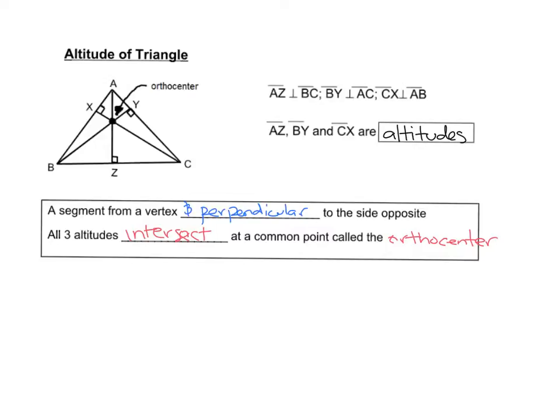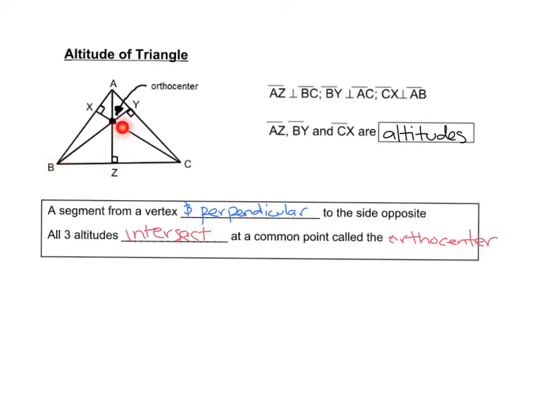All right, now moving on to the next. Let's talk about altitudes of triangles. An altitude of a triangle is a segment from a vertex and is perpendicular to the side opposite. Notice all 3 altitudes that can be created inside of a triangle intersect at a common point called the orthocenter. So what we're saying here is that you got AZ perpendicular to BC, hence the 90 degrees there.